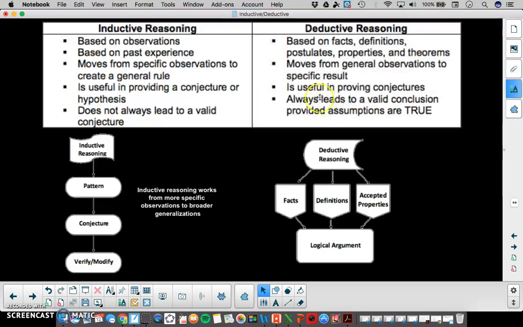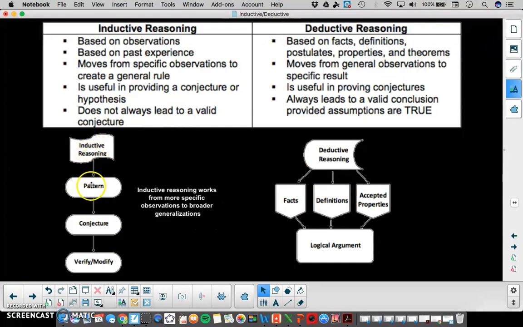In deductive reasoning, it's based on facts, definitions, postulates, properties, and theorems. It moves from a general observation to a specific result. Notice using our laws of logic, we were given a general conditional statement and looked at a very specific situation. We can use it to prove conjectures, and it always leads to a valid conclusion provided that our assumptions are true. So as long as the premises that we're dealing with are valid, then our conclusion should be valid. So these are kind of the processes for each one.